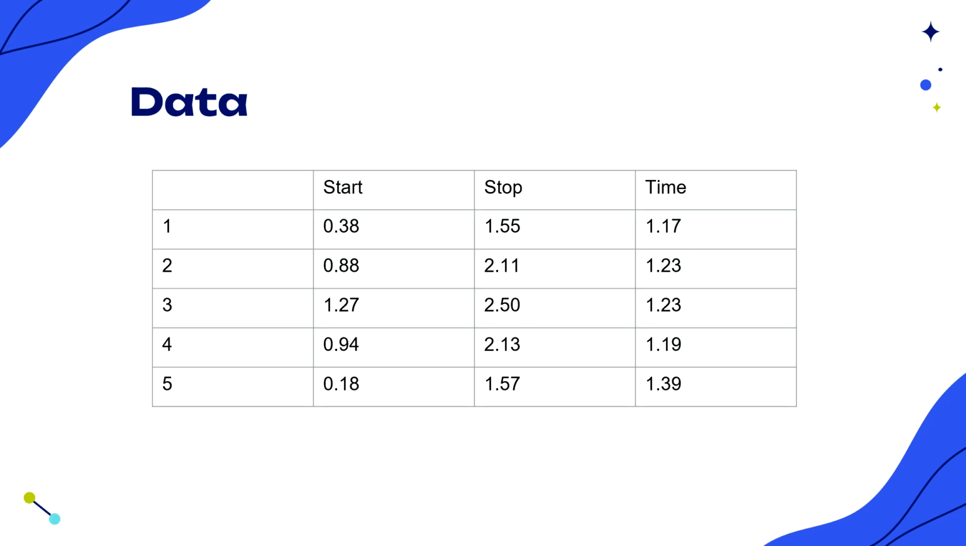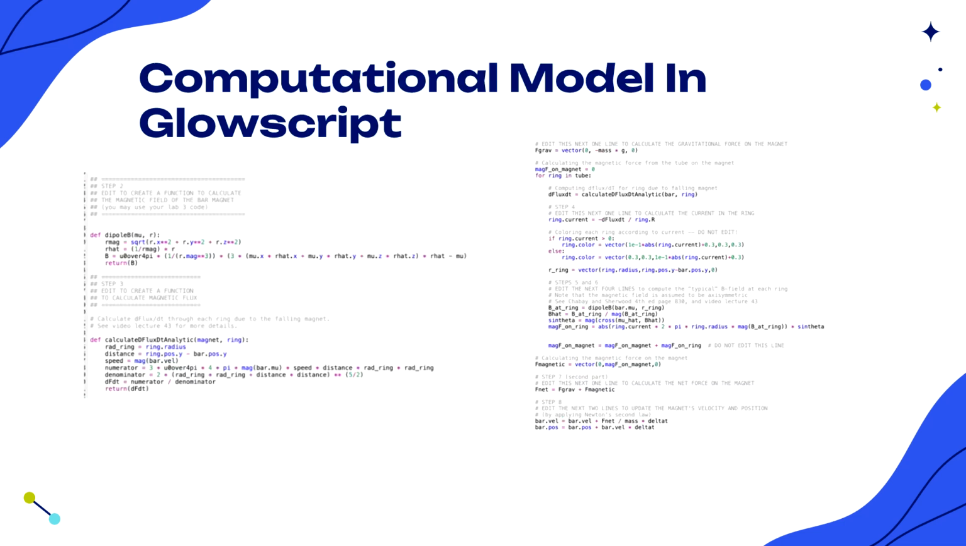And so this is the data that we got from our experiments, where we first started at around 0.38 seconds. We dropped it. We stopped at 1.55 seconds. We found that there was a time of 1.17 seconds. And we did this for trials 2, 3, 4, and 5, where in the second trial we found that the time to drop was 1.23 seconds, the third was 1.23 seconds, the fourth was 1.19 seconds, and the fifth was 1.39 seconds.